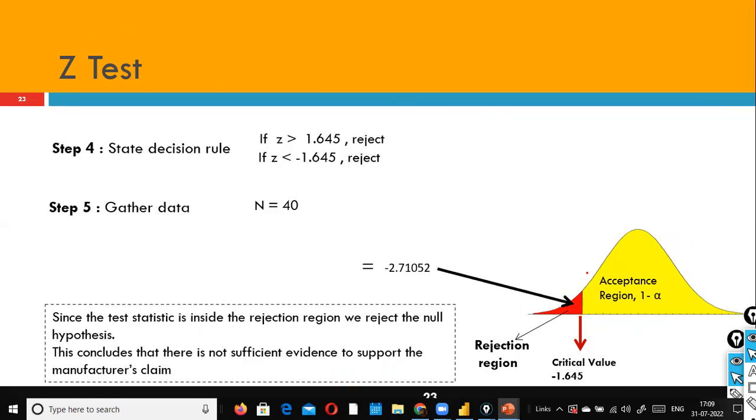Next, I'm going to specify the decision rule. In a two-tail test, if the z value is greater than 1.645, reject; less than this one, also reject. Greater than this, rejected. Less than this, also rejected. And what is my sample data? n is equal to 40.